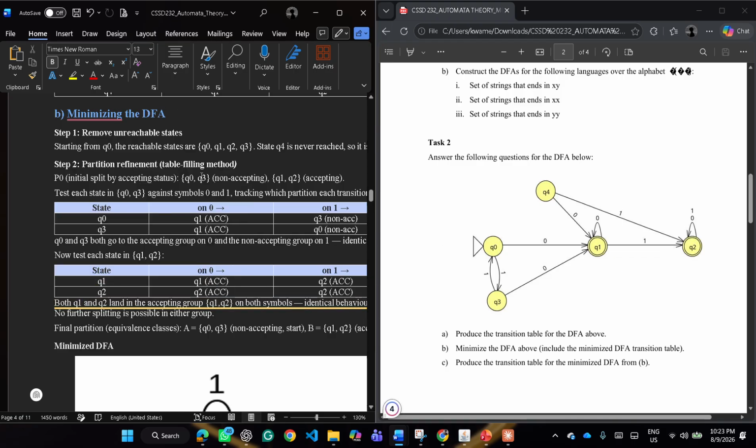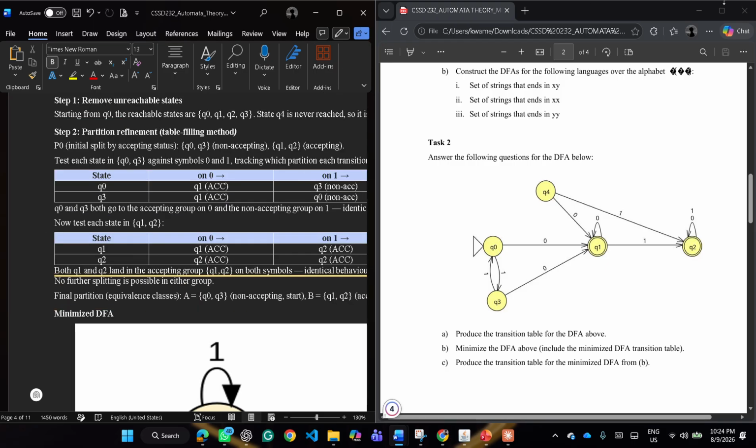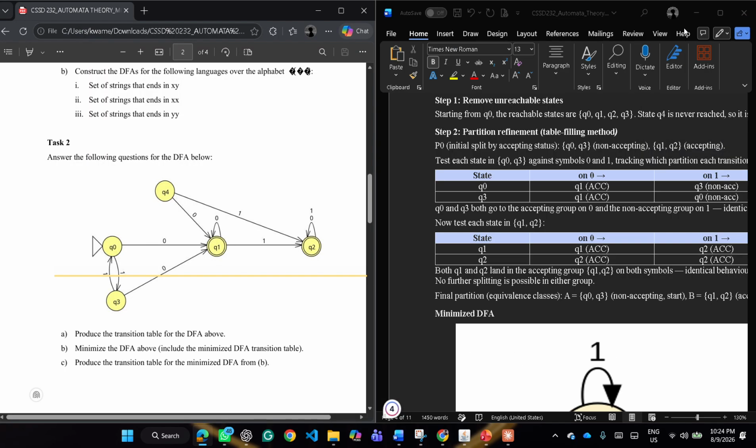And so if you're at Q1, you receive an input of 0. Where do you go? Q1. You receive an input of 0, it's a self loop, and what's that? It's an accepting state. If you're at Q1 and receive an input of 1, you go to Q2. What's that? It's an accepting state. If you're at Q2 and receive an input of 0, where do you go? Self loop. You maintain your position. If you're at Q2 again, you receive an input of 1, where do you go? Self loop. You maintain your position.